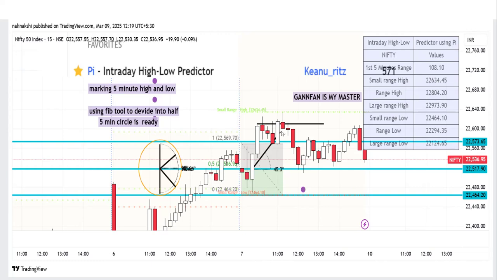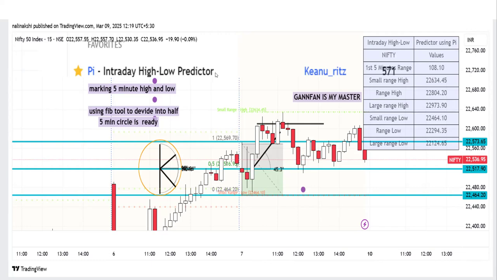22,634. Probably the market went up to 634, I believe. You can see clearly it has touched that level. That is the magic of the pi calculation, because it is scientific. It is based on mathematical calculations, the circle circumference calculation, and based on those calculations, the market is touching the high and the levels exactly. So that's the reason I'm using the pi indicator.